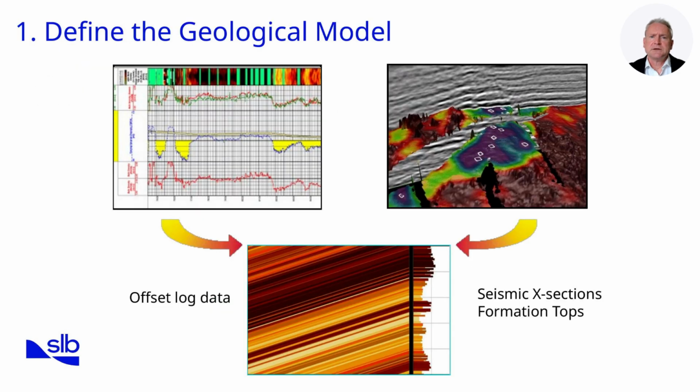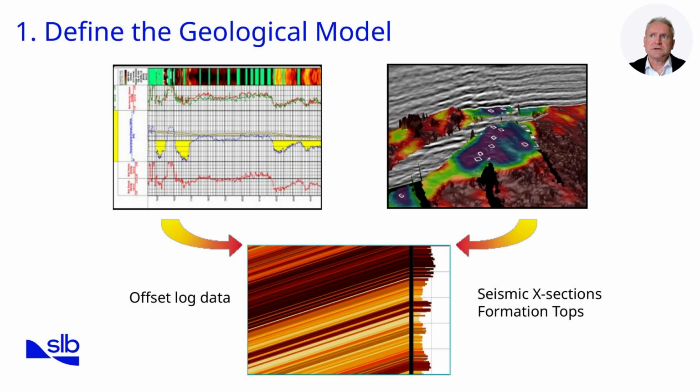The first step in geosteering, defining the geological model. Before drilling begins, we must establish a clear structural framework of the reservoir. We do this by using offset well log data, seismic cross-sections, and formation tops. Offset logs provide property data such as gamma ray, density, neutron, and resistivity. These values allow us to characterize rock types and fluid content.